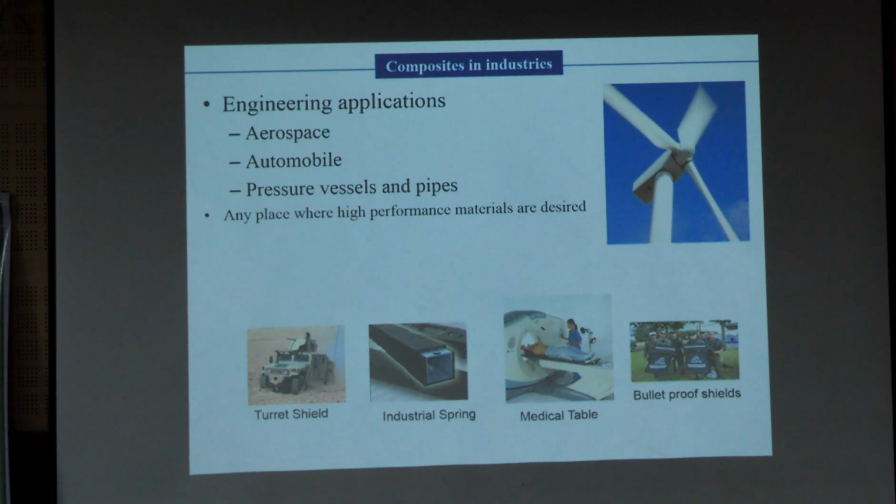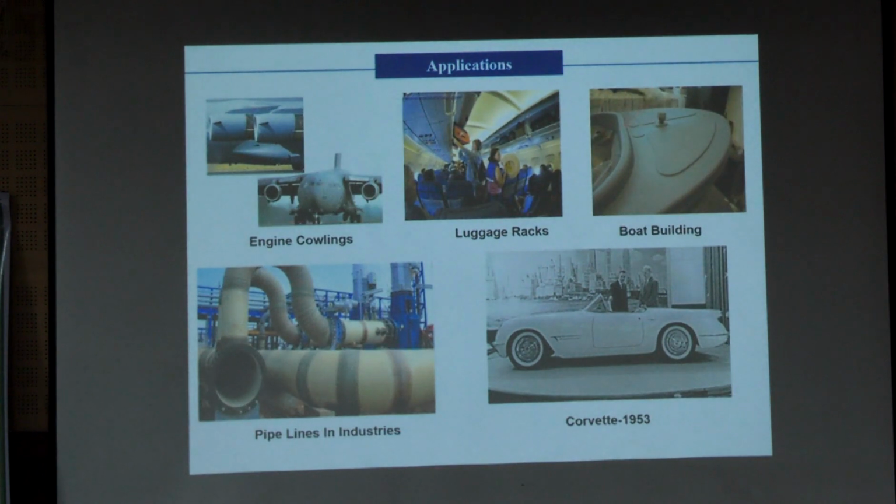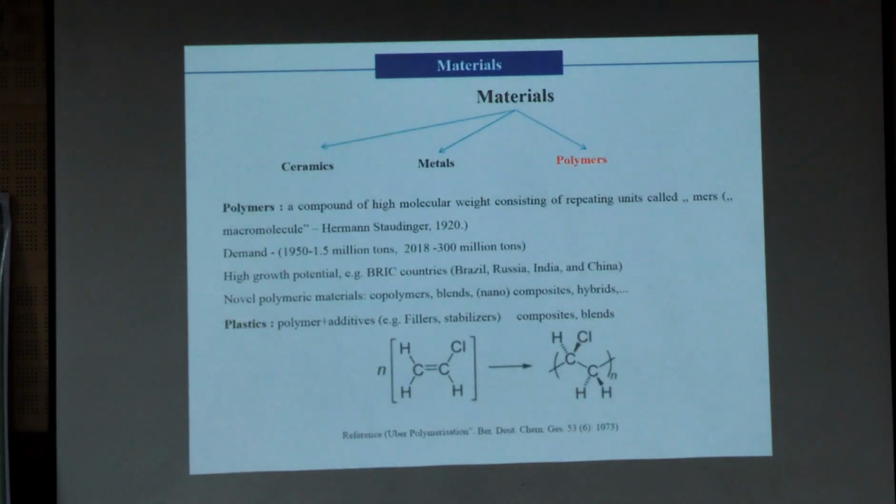Mostly nowadays we are using them in the aerospace industry, automobile industry, as well as in industrial applications like pipes, pressure vessels, or wherever we are storing high pressure liquids or gases, etc. These are also different applications in the aerospace industry, like engine cowlings or luggage racks or even seats made of composite materials, or boats or ships, and this type of pipelines, etc.